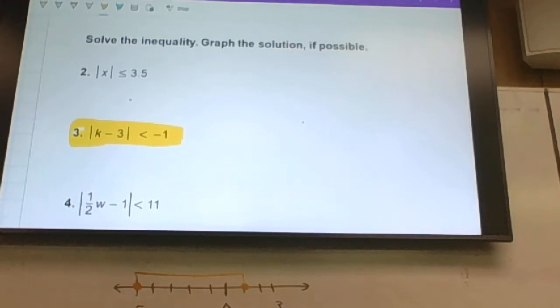Are we supposed to graph the solution like it says? Actually, there's a trick to this. Has anybody figured out the trick? Yes. What's the problem? This is it.